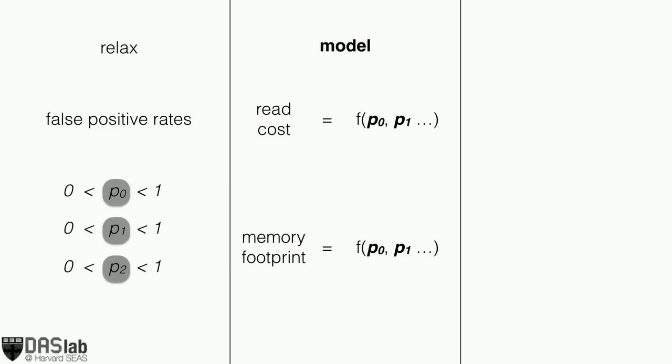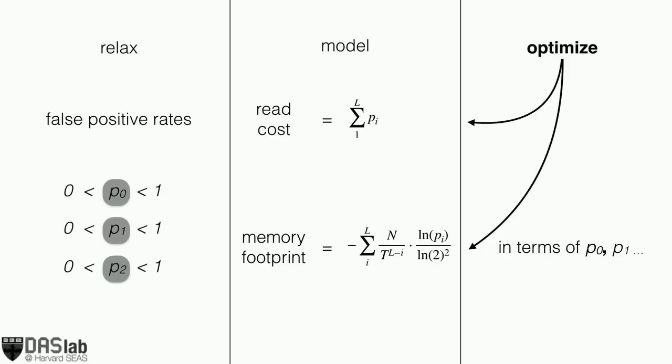Then we can actually model read cost and memory with respect to these false positive rates. So here are the cost equations. The math is not so important, but you can see that the point read cost is just equal to the sum of the false positive rates across the different levels on average. And we can also model the memory. Here I'm applying the memory equation for a Bloom filter with respect to the capacity at each level and the false positive rate at each level. The point is we can model these things quite precisely in the worst case, and then we can optimize these equations with respect to each other.